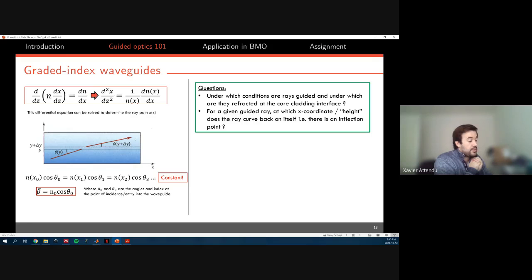Because since you don't have a step index profile where you have a core index and a cladding index, you can no longer calculate the critical angle between the two, because as you get closer to the cladding, the index of refraction gets closer to that value.